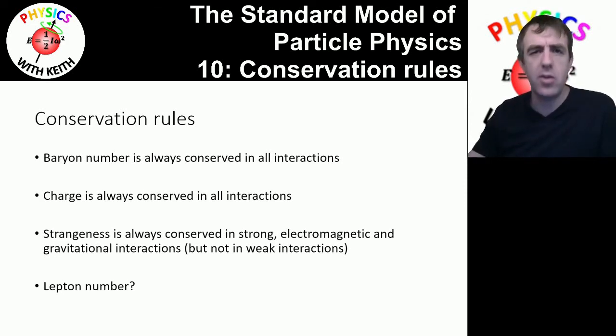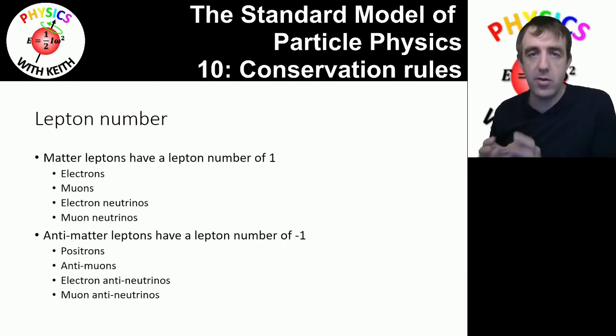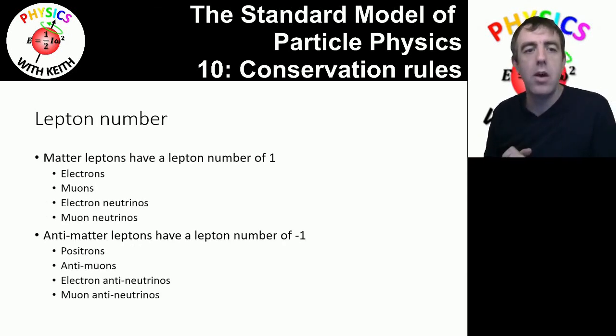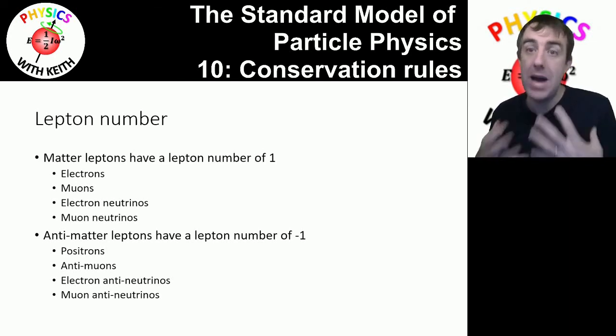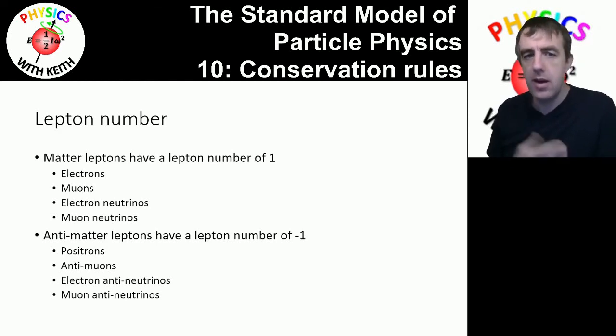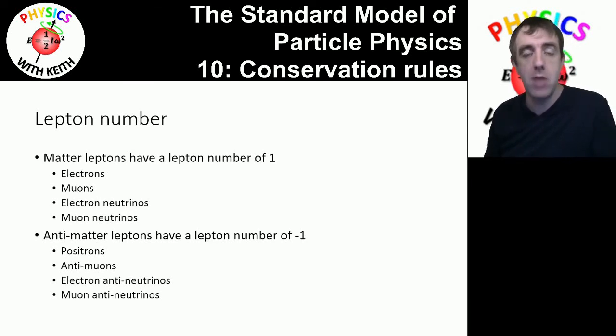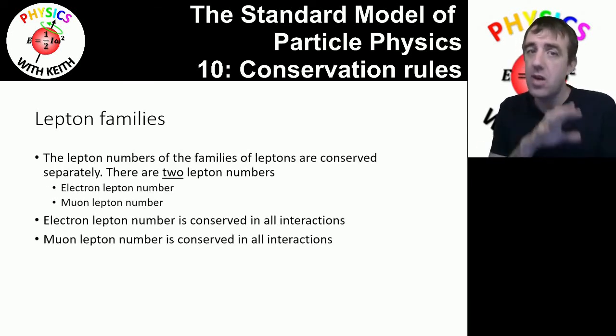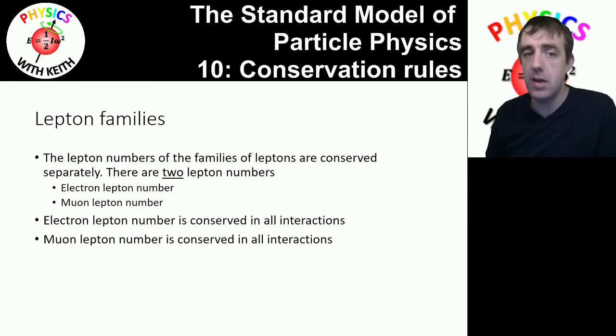So what about lepton number? Well, lepton number is a tricky one. On the face of it, it looks straightforward because electrons, muons, electron neutrinos, muon neutrinos are all matter, not antimatter, so we can give them a lepton number of 1, and antimatter particles that are leptons, we can give a lepton number of -1. But there are different generations of those leptons, those families of leptons.